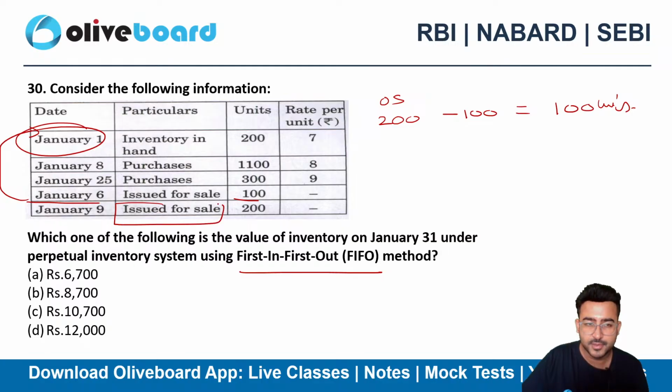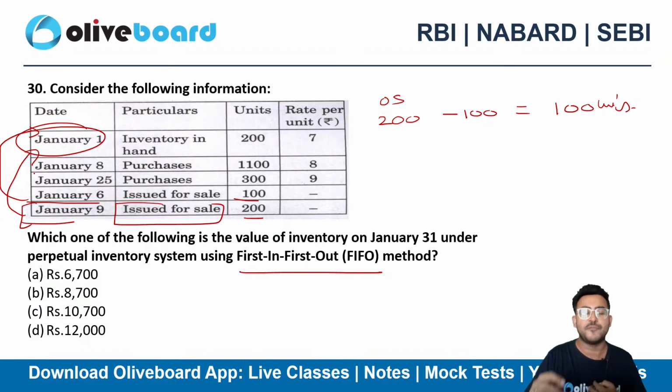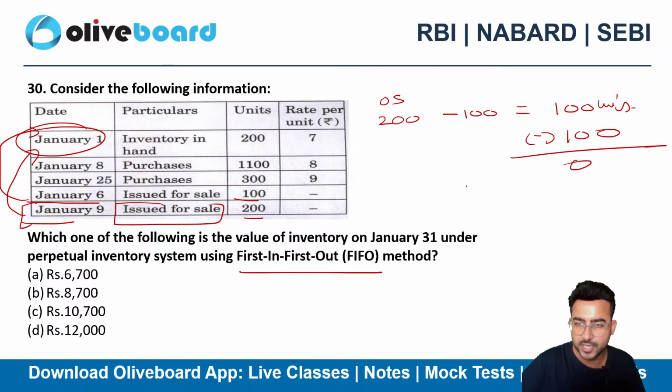वापस इशू किया 9th of January को 200. अब पहले आई विल कंज्यूम फ्रॉम द ओपनिंग स्टॉक. व्हाई? बिकॉज आई एम फॉलोइंग द फीफो मेथड, फर्स्ट इन फर्स्ट आउट. जो पहले आया वो पहले जाएगा. सो 100 यूनिट जो बचा हुआ था उसमें से 100 और गया, ये तो 0 हो गया.